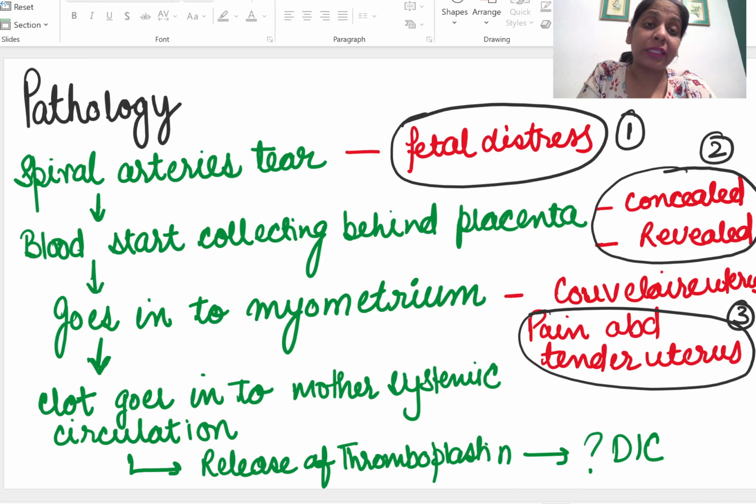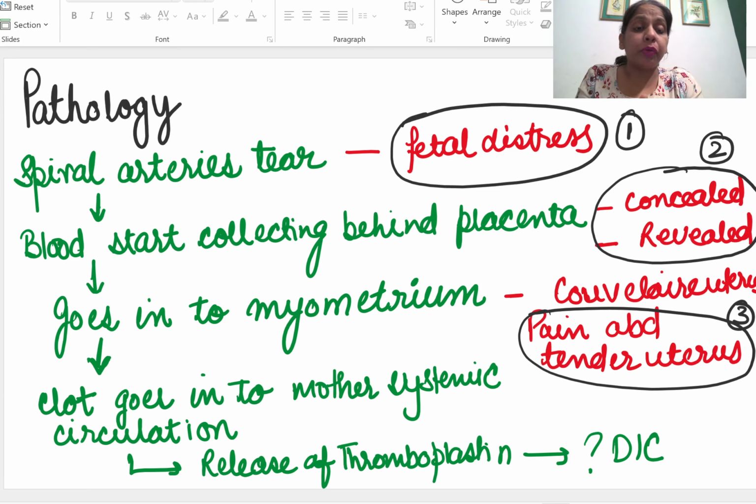If the spiral artery tears, the blood will go into the myometrium. The myometrium will cause pain in the abdomen. And when we palpate that uterus, it will be tender because the whole uterine myometrium is filled with blood.